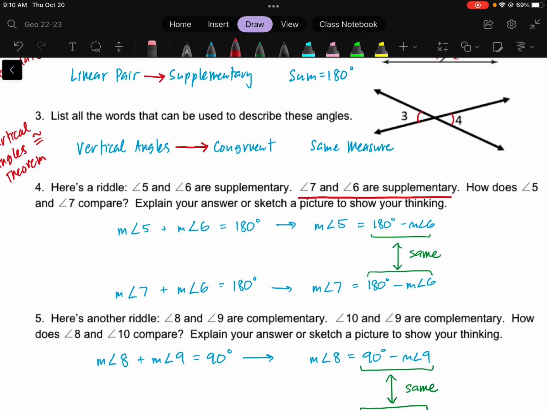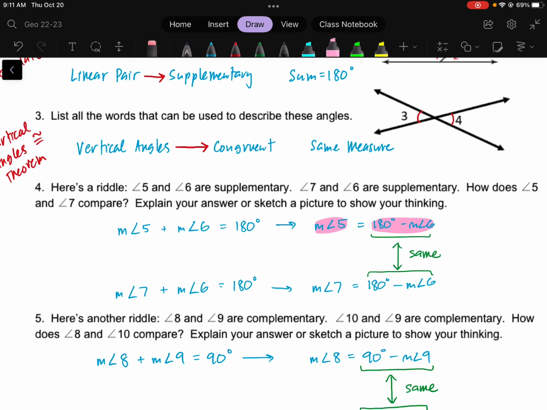We're also told that angles 7 and 6 are supplementary. So I just converted that to a mathematical statement as well: angle 7 plus angle 6 equals 180 degrees. Next I did some rearranging. I rearranged the first equation to isolate angle 5, and now it says that angle 5 is equal to 180 minus angle 6.